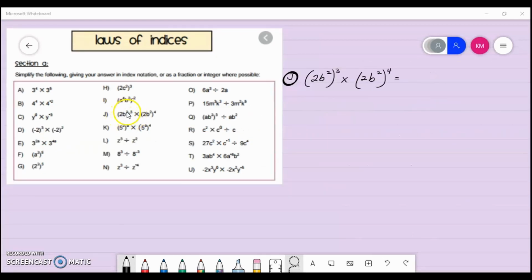2b to the power 2 raised to the power 3 multiplied by 2b to the power 2 raised to the power 4.